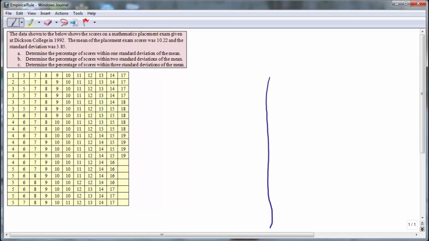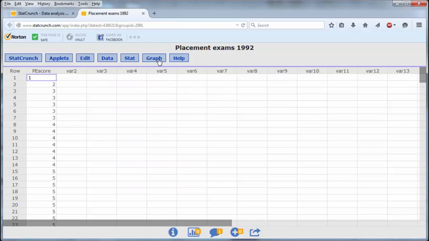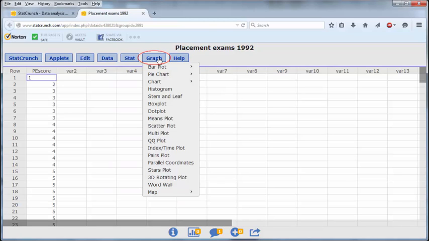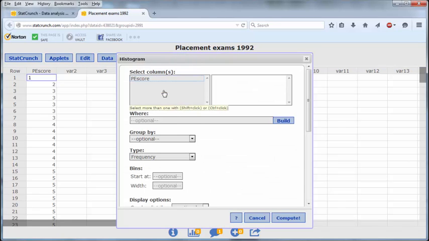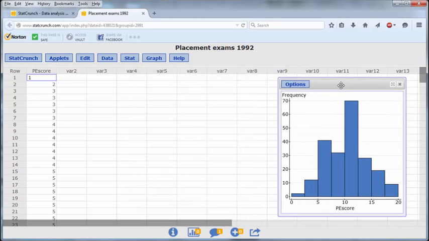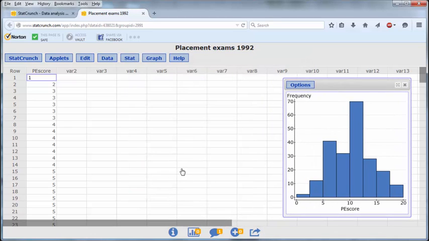To create the histogram, go to Graph, Histogram, select the placement exam scores, and press Compute. As you can see, the distribution of placement exam scores is approximately symmetric and bell-shaped.